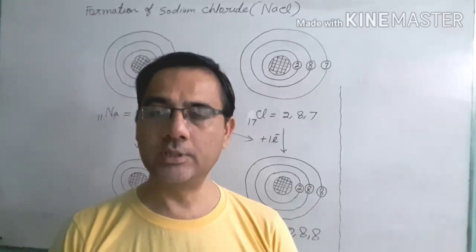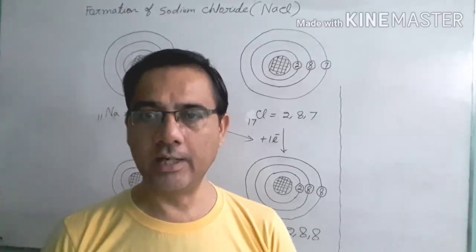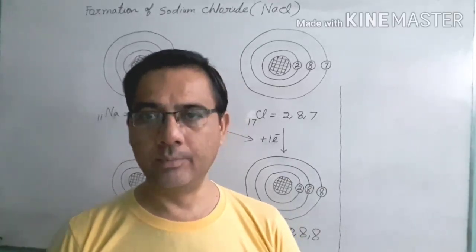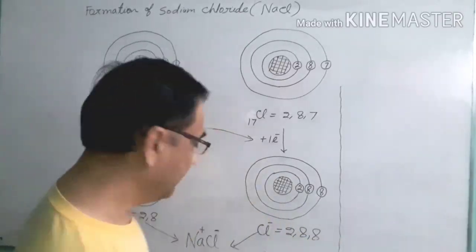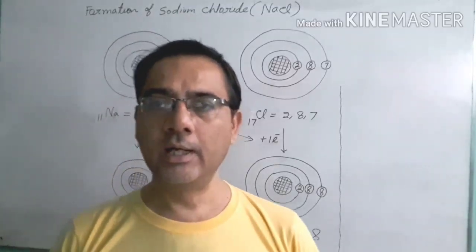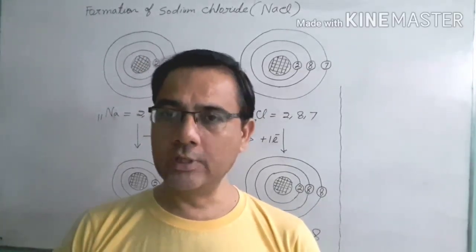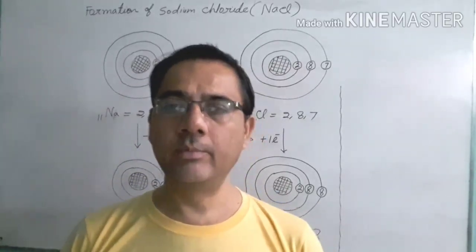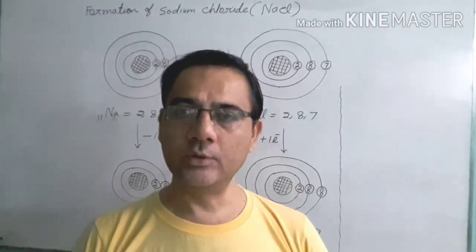Both the ions attract each other, and a force of attraction is developed between these two oppositely charged ions, and that is called the electrostatic force of attraction, or nothing but the ionic bond. So when this Na plus and Cl minus come close to each other, a force of attraction is developed, and they are strongly held by this force of attraction, which is called the ionic bond. So if I ask you, what is the ionic bond? Ionic bond is simply the force of attraction developed between two oppositely charged ions, and like this the formation of sodium chloride takes place.